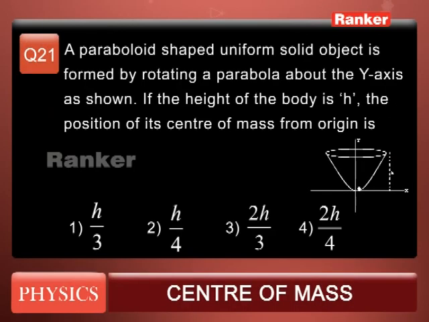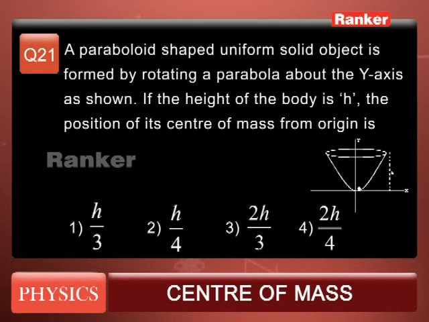Question number 21. A paraboloid shaped uniform solid object is formed by rotating a parabola about the y-axis as shown. If the height of the body is h, what is the position of its center of mass from the origin? The first option h by 3, the second option h by 4, the third option 2h by 3, and the fourth option 2h by 4.